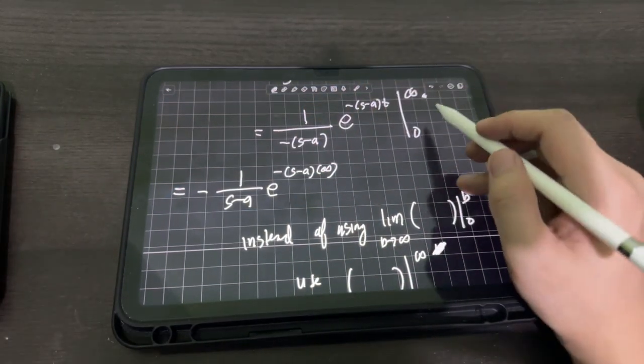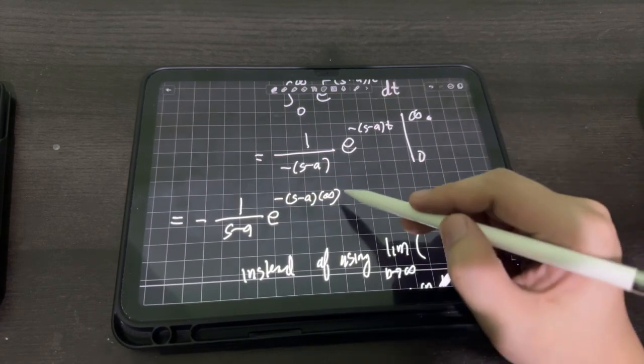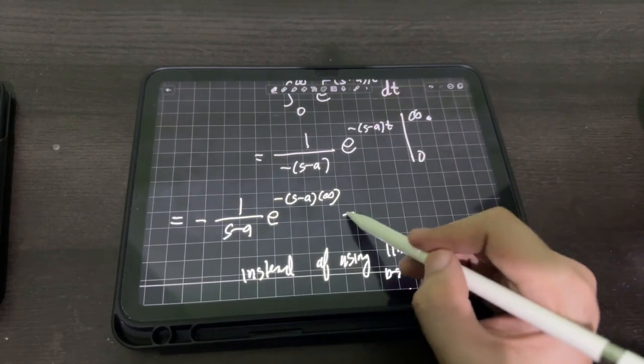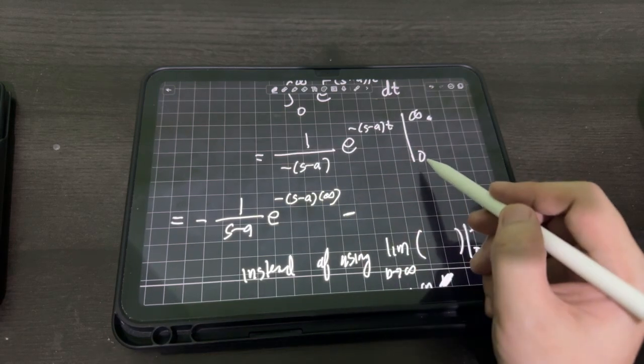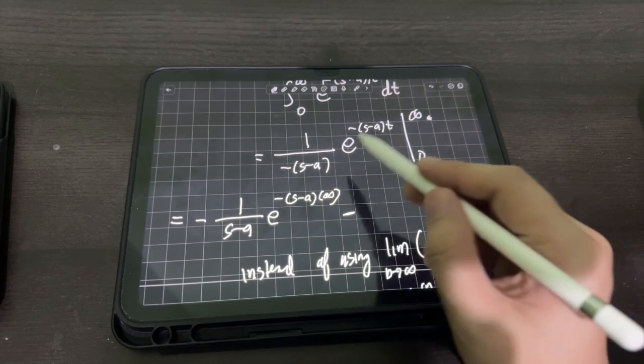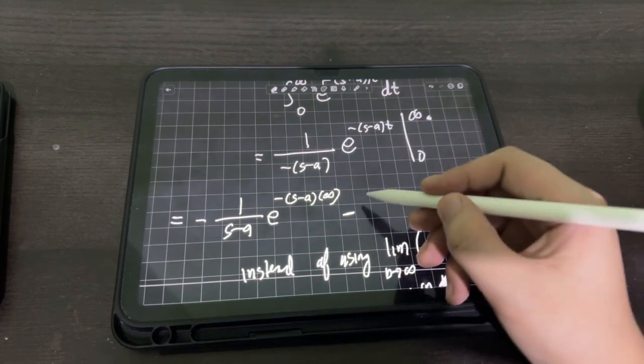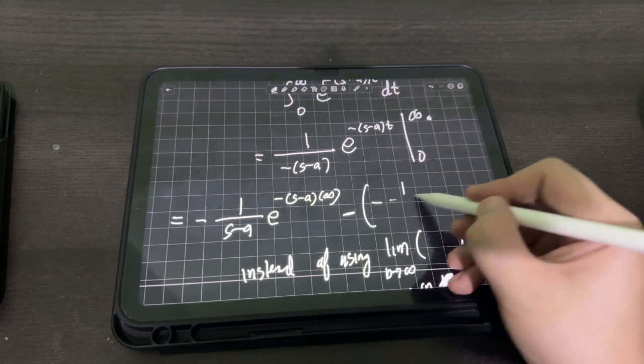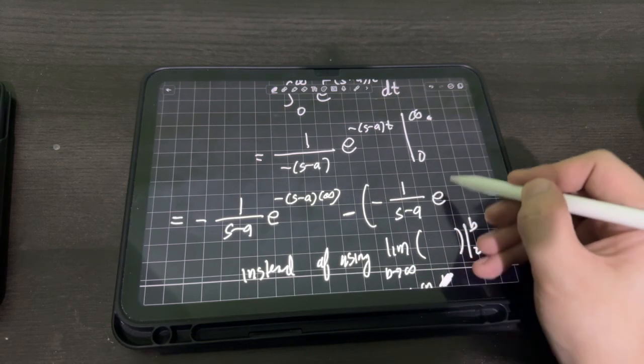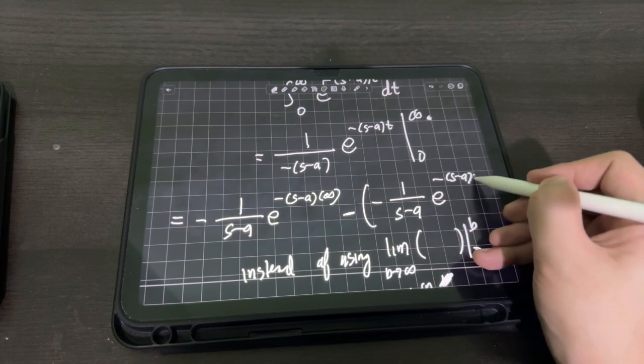after we substitute the upper limit infinity to t, next we subtract, then substitute the 0, the lower limit, in every t here in the indefinite integral. We will have negative of 1 over s minus a, e to the negative s minus a times 0.